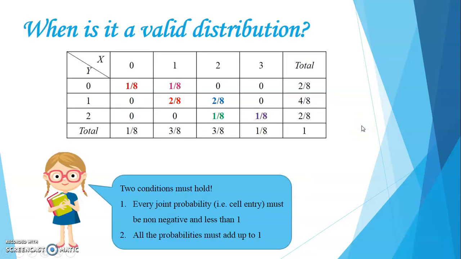So how do you find out whether this distribution is valid or not? If you remember, there are two conditions that a probability distribution must satisfy for it to be valid. The first is that every probability should be non-negative and not more than 1. That is, the least value that a probability can take is 0 and the maximum value is equal to 1. And the second condition is that all the probabilities, if you add them up, you should get the answer 1.